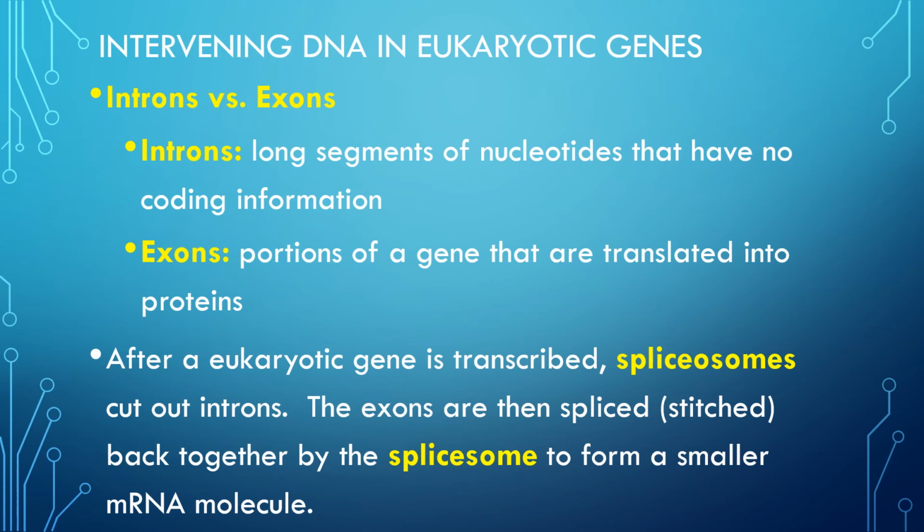So, introns versus exons. Just a couple of terminology we should be aware of. Introns are long segments that have no coding information. Exons are portions of a gene that are translated into protein. So the way that I remember it is exons are expressed. After a eukaryotic gene is transcribed, spliceosomes cut out introns. So they're spliced out, they're cut out. The exons are then spliced, stitched together by the spliceosome to form a smaller mRNA molecule.